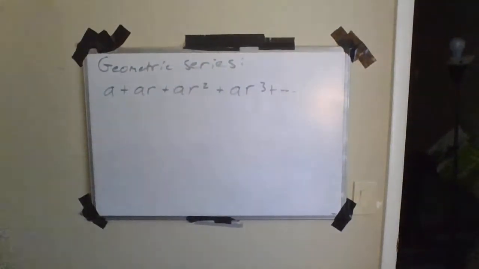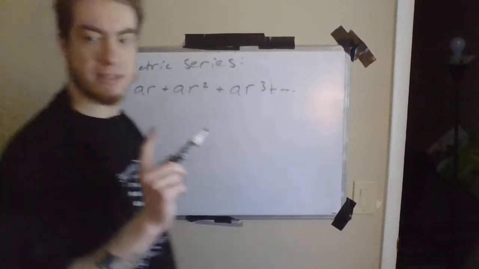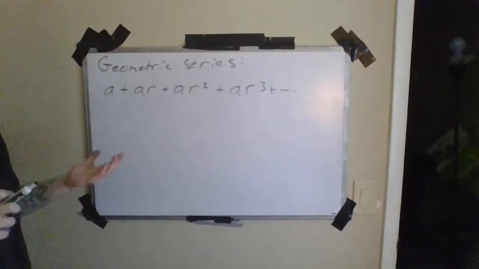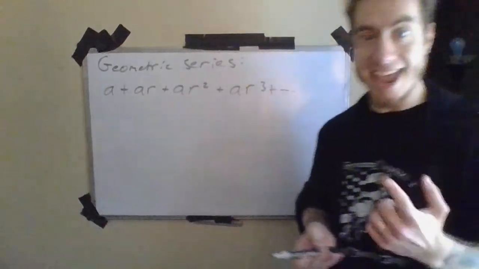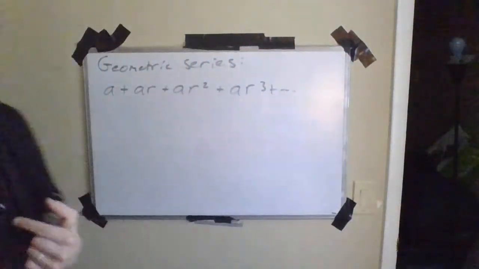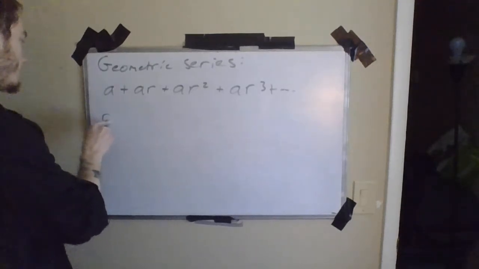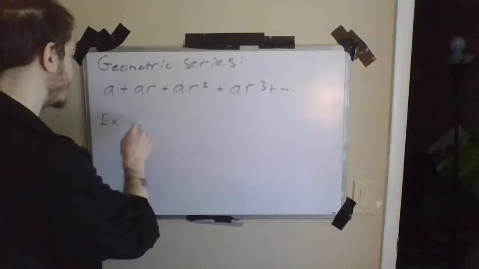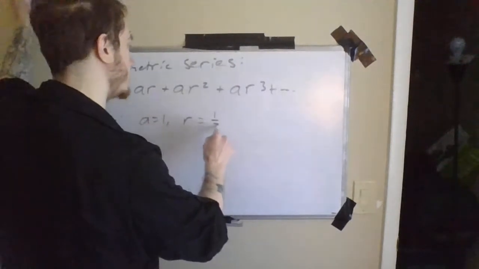Now, I want to show you an example of a geometric series, and also, in the process, we're going to solve an ancient philosophical dilemma. Well, obviously, we won't be the first people to solve it. Other people have solved this before, but we are going to see the answer to an ancient philosophical dilemma. So, the first example that I want to do is if a is equal to 1, and r is equal to 1/2.